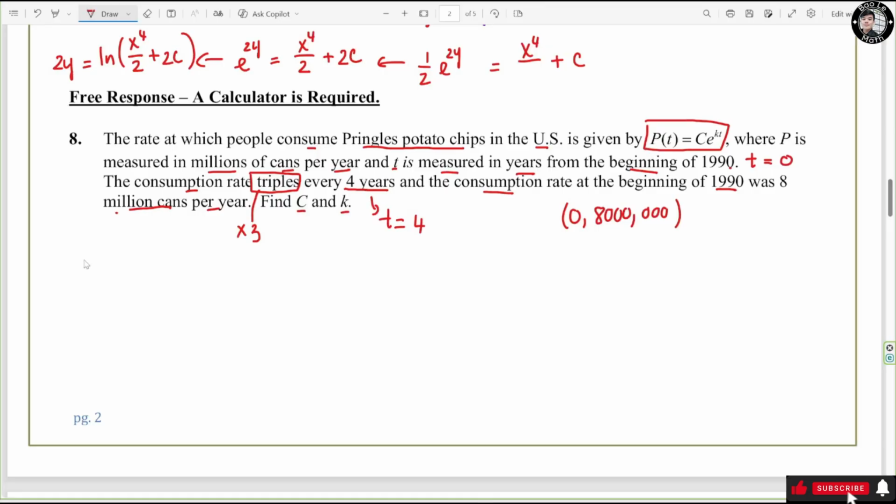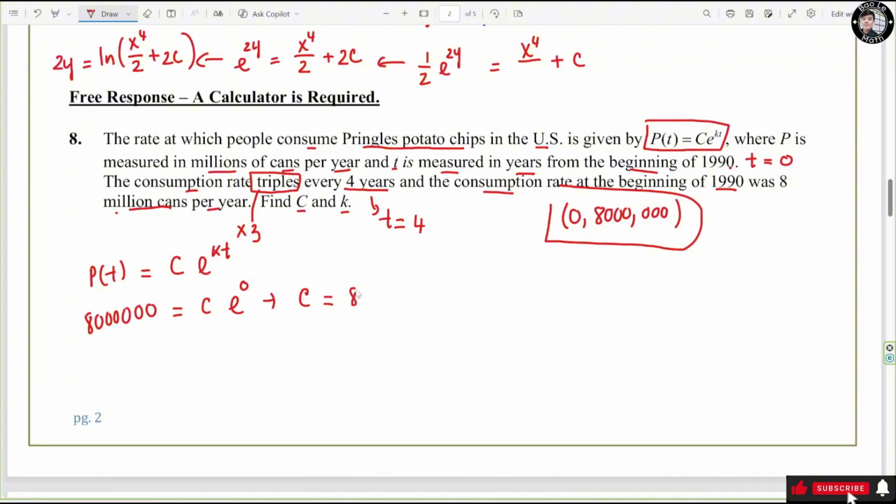So you have the equation right here: P of t equals c e to the kt. Now use the initial condition right here, (0, 8 million). We have 8 million equals c times e to the 0, and then c equals 8 million. Now substitute back over here, you have the equation P of t equals 8 million e to the kt.